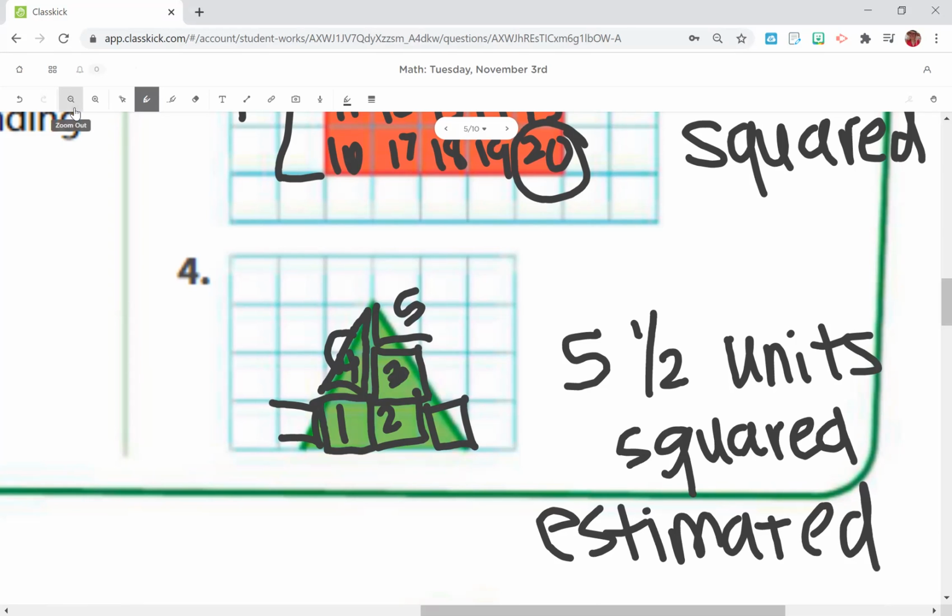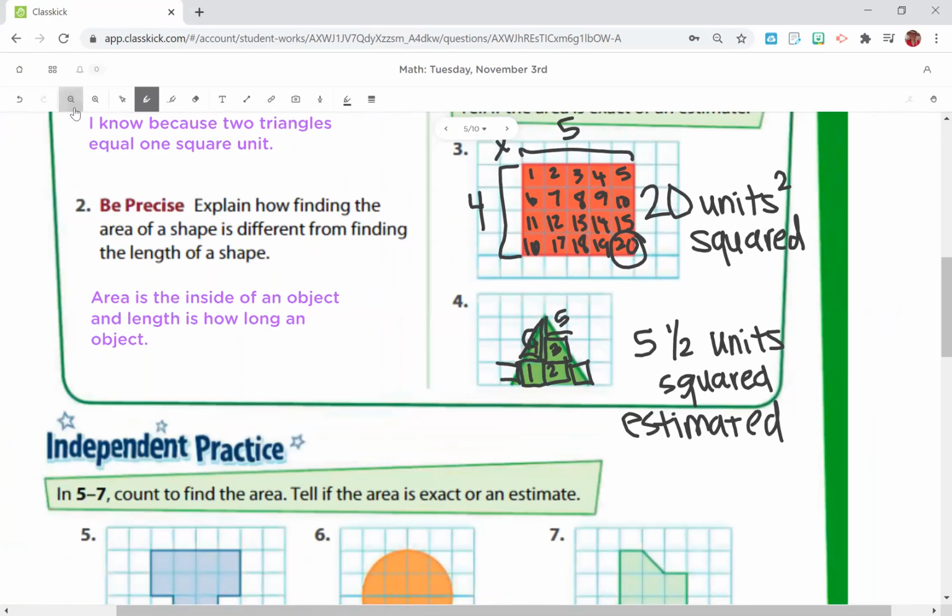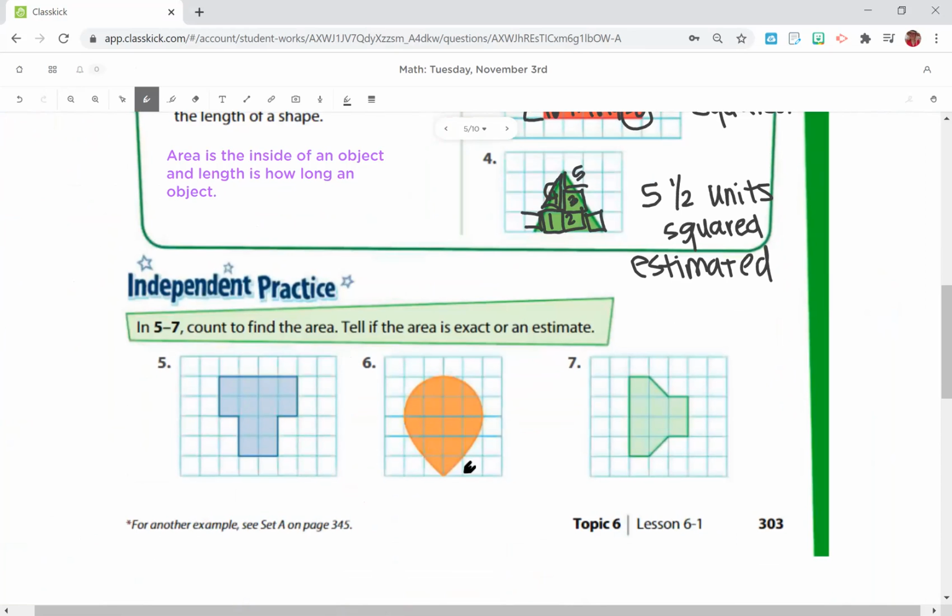Go ahead and write those two down. And then for your assignment today, you will be completing 5, 6, and 7 by finding the area in square units.